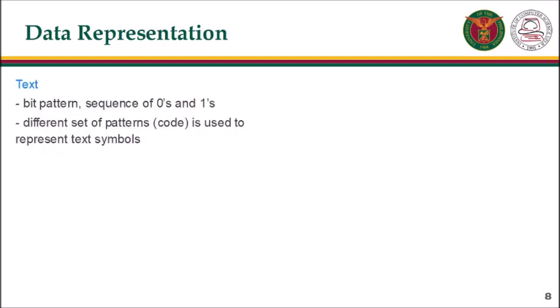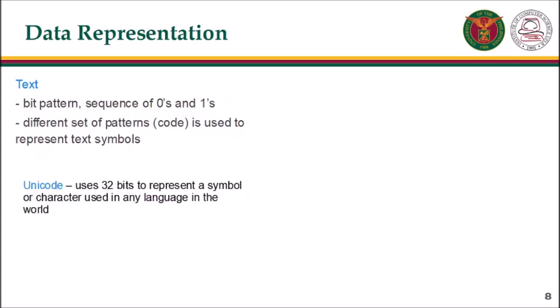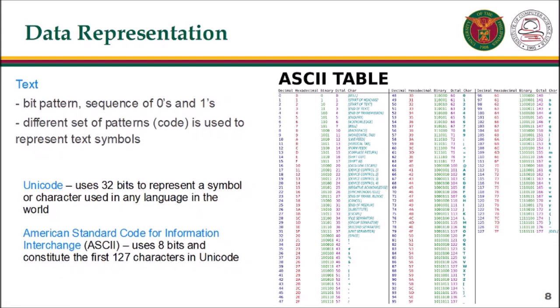Text is represented as a bit pattern, a sequence of zeros and ones. Different sets of bit patterns have been designed to represent text symbols. The widely used coding system today is the Unicode. It uses 32 bits to represent a symbol or character used in any language. Another is the American Standard Code for Information Interchange or ASCII. It uses 8 bits and constitutes the first 127 characters in Unicode.